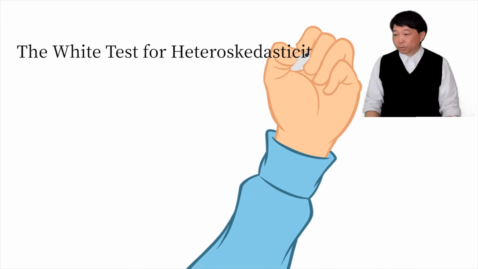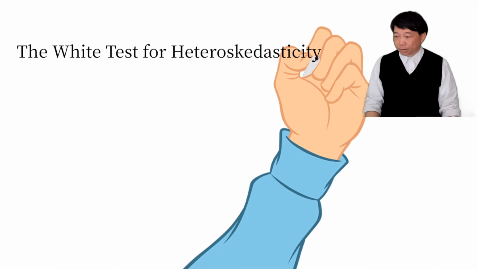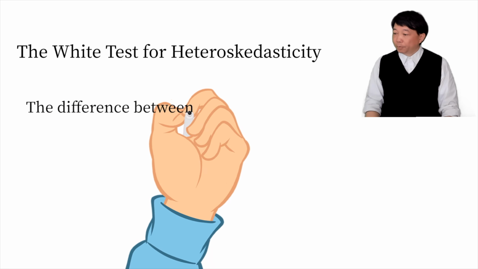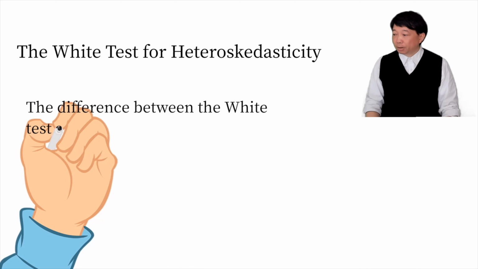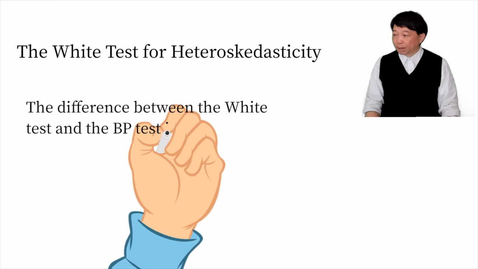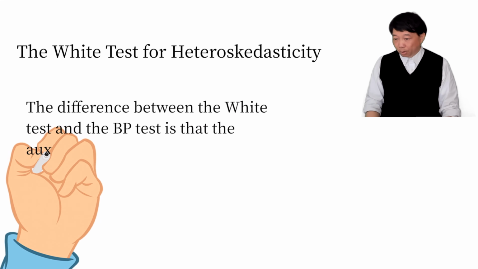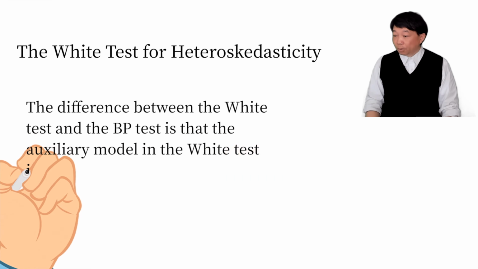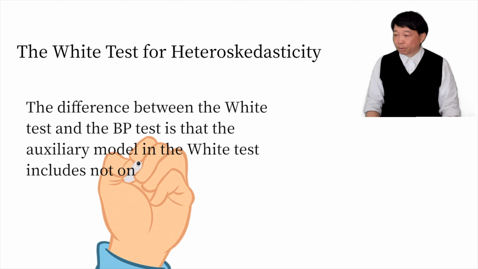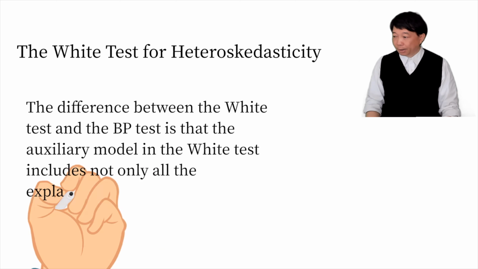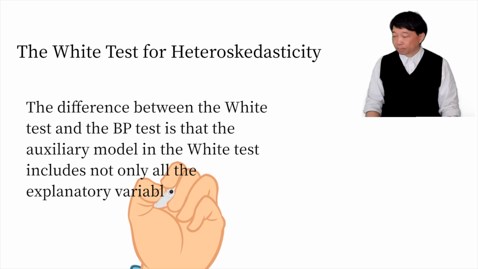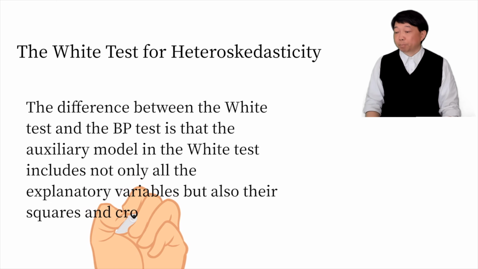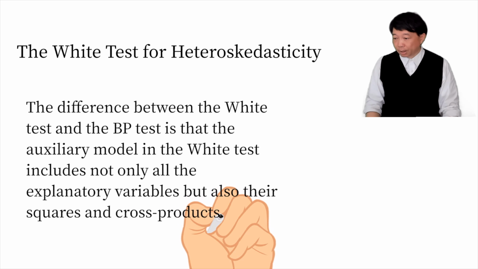Today, we will explore the White test for heteroskedasticity. The difference between the White test and the BP test is that the auxiliary model in the White test includes not only all the explanatory variables, but also their squares and cross products. The BP test can be seen as a special case of the White test.